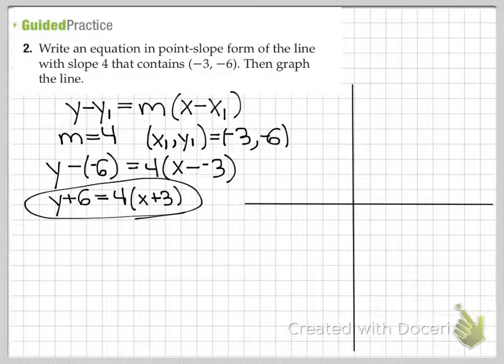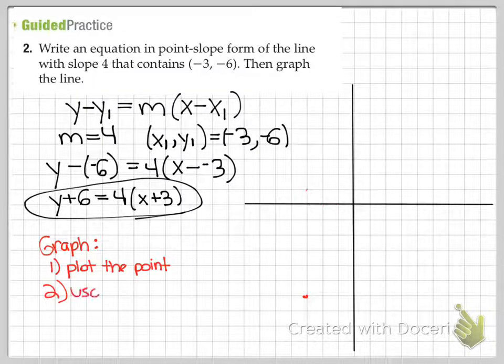So to graph a line when it is in point slope form, the first thing we need to do here is plot the point they give you. So I'm going to first plot the point. My point here is -3, -6. So I'm going to go over -3, and down 6. So 1, 2, 3, 4, 5, and 6. So that would be that point right there. Okay, and then my slope is 4. So I'm going to use my slope to get another point.